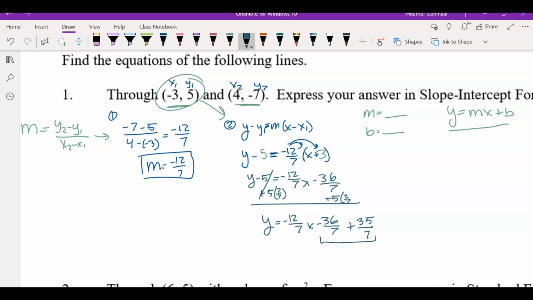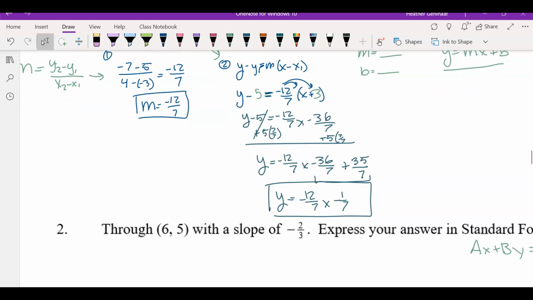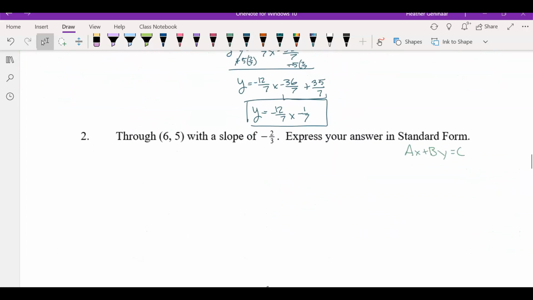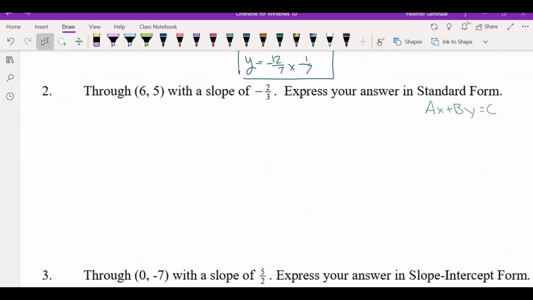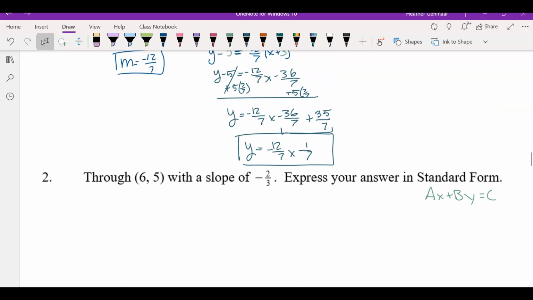So then I can go ahead and combine these two here. So we'll get our final equation to be y equals -12 over 7x, and that's going to definitely be a minus 1 over 7. So our slope-intercept form equation is this here. I do not want any decimals anywhere, so do not have any decimals in your answers. I only want fractions, only fractions here. Which means you will have to be able to add these in your calculator or add them by hand.